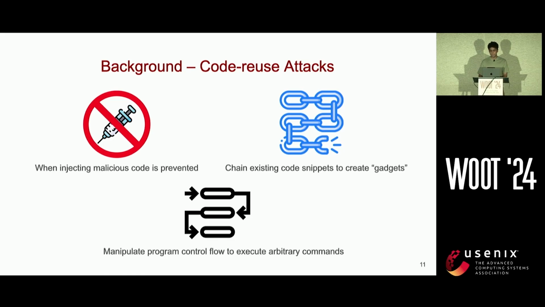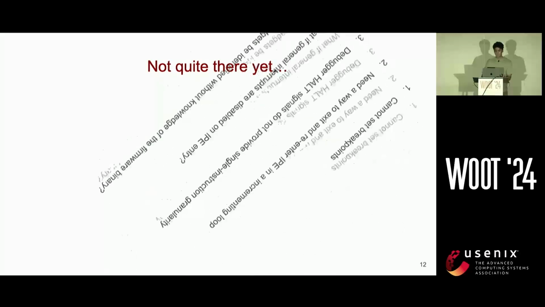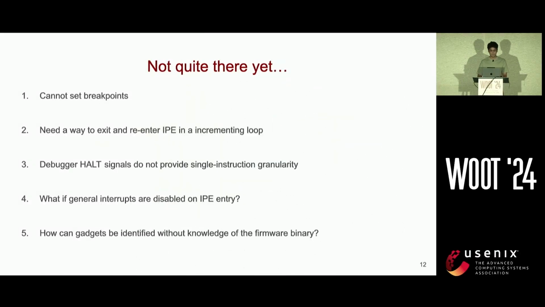Now, we have all the ingredients needed to carry out our end-to-end exploits. Not yet. Some challenges still remain. Since we cannot set breakpoints, we need a more creative way to exit and re-enter the IP's zone in an incrementing way. In our initial naive approach, we used debugger halt signals to interrupt the MSP430 IP code execution. However, it was slow with the latency of 250 milliseconds, which is far from single instruction granularity that we want for such an attack. To this end, we decided to use timer interrupts for a way to exit and re-enter the IP in an incrementing loop.